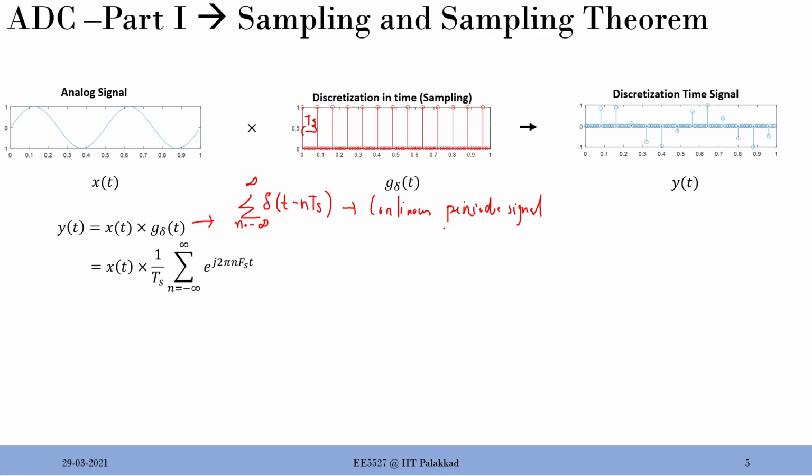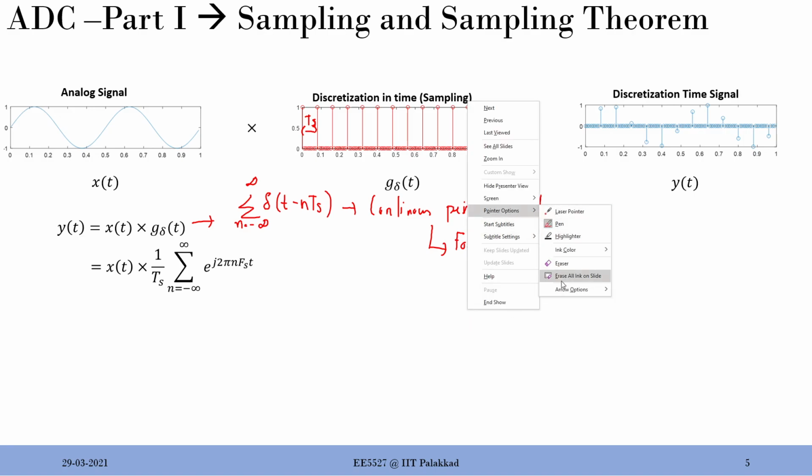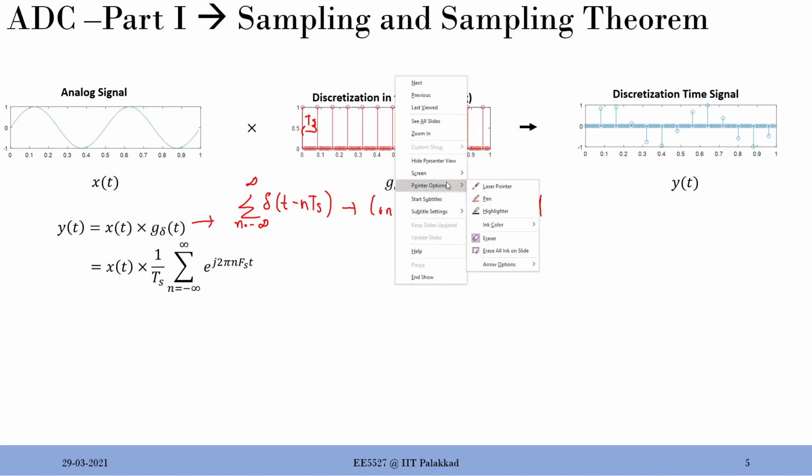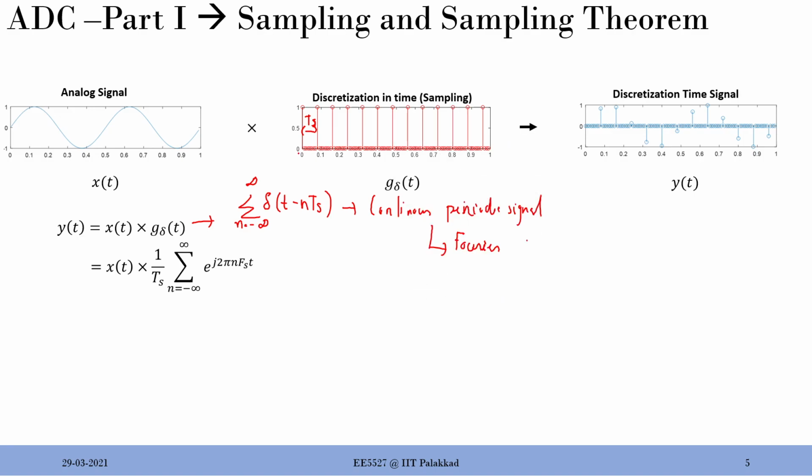So this is a continuous periodic signal, and it does have a Fourier series. If you go back to the quick lecture on the Fourier transform, let me just write it properly. Okay, so this is nothing but, it does have a Fourier series.